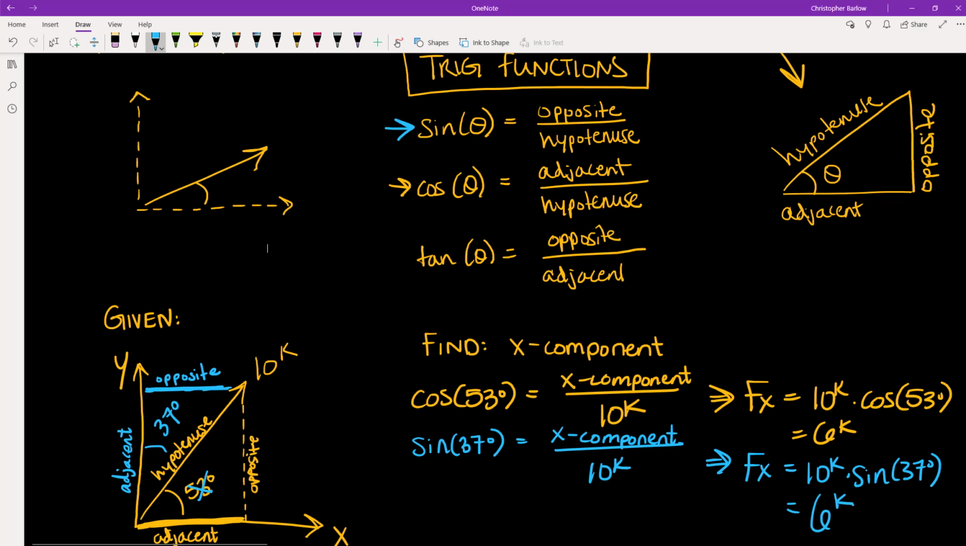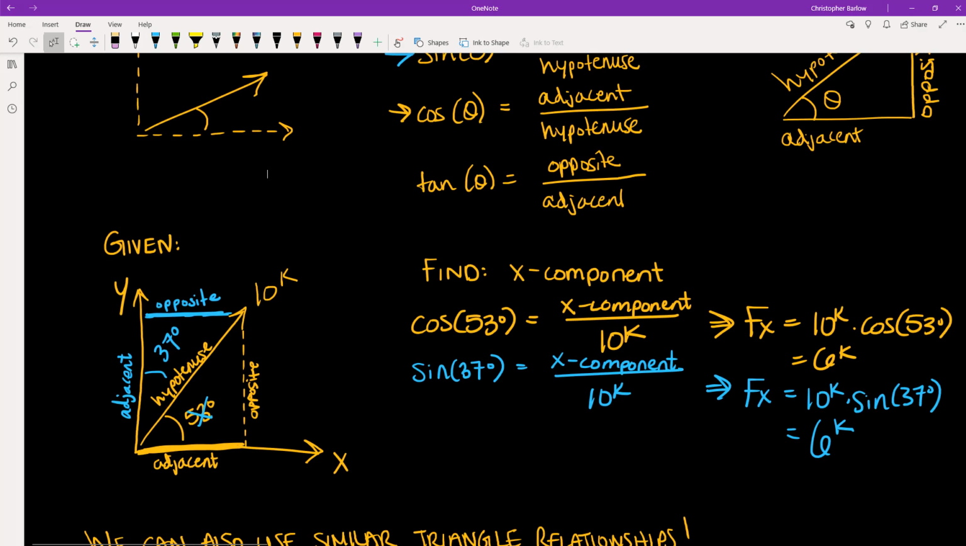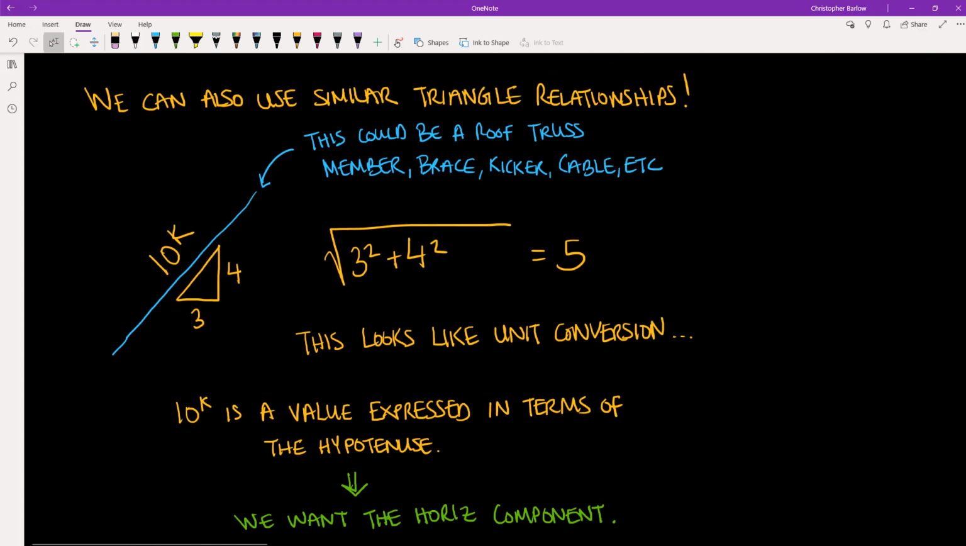Now, if you don't like trig functions, there's actually another way to break down force components with a force vector, and that is through similar triangle relationships. And often it is this method that is more useful to structural engineers, especially with truss analysis. And that's because the dimensions of the truss are usually given, and the lengths of each of the members are given. And so rather than looking at the angles of the members and using trig functions, we can actually just use the dimensions of these members directly.